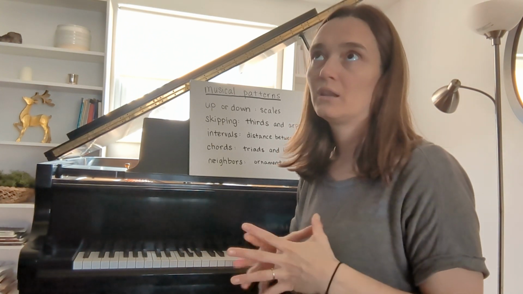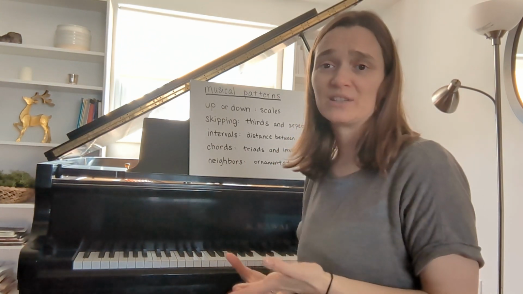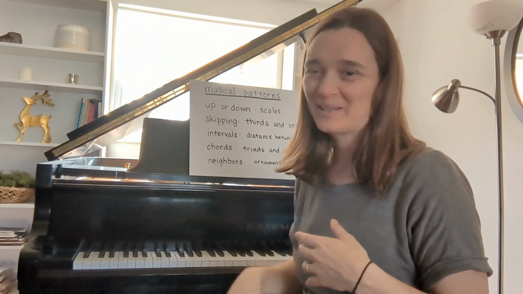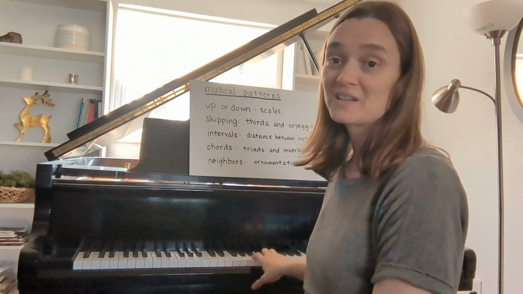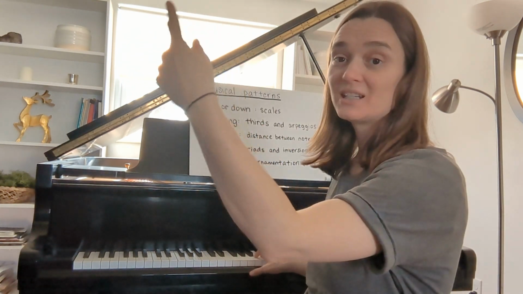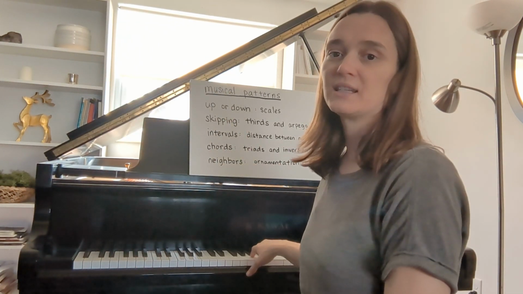Okay, and then the last one I wanted to talk about was a double neighbor. The fancy name for a double neighbor is a mordent. And a mordent is when you go both upstairs and downstairs. So we can do it like this. So we start on C, we go upstairs to D, back to C, and then down to B, and then come back upstairs to C. Does that make sense? So that's called a double neighbor.